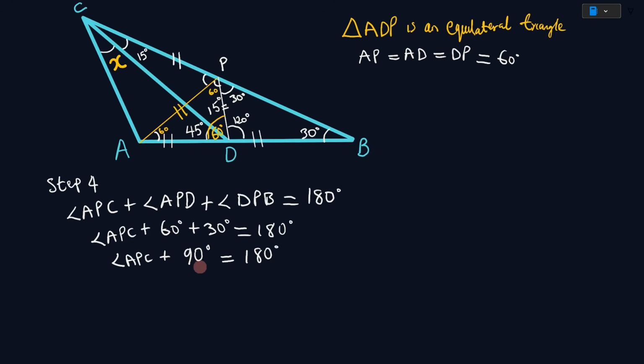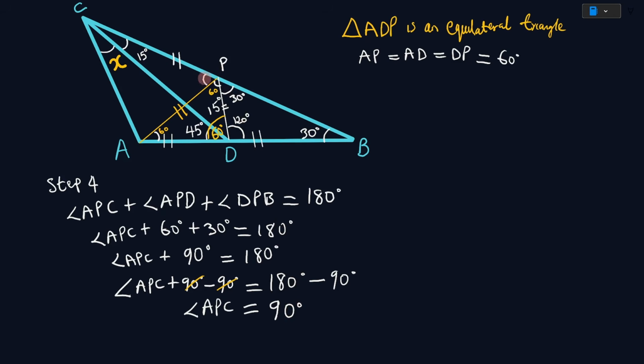If we subtract 90 from both sides in order to isolate angle APC, we'll have that angle APC plus 90 degrees minus 90 degrees equals 180 degrees minus 90 degrees. 90 degrees minus 90 degrees will cancel out to give us 0. Therefore, angle APC is equal to 180 degrees minus 90 degrees, which gives us 90 degrees. That means that this angle APC is 90 degrees.